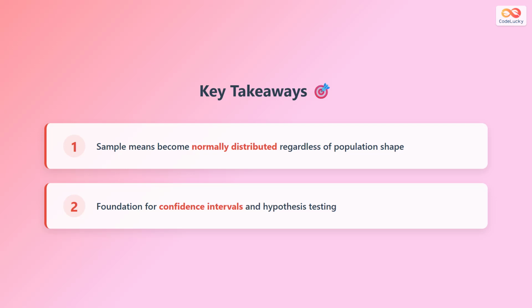Here are the key takeaways from this presentation. Sample means become normally distributed regardless of the population shape. The Central Limit Theorem serves as the foundation for confidence intervals and hypothesis testing.